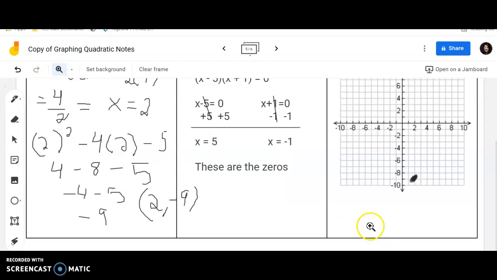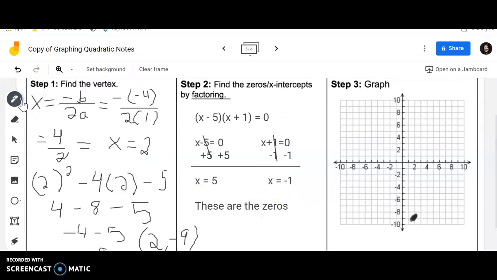So we can plot those then. We can go to our x-axis and plot 5, and on the x-axis plot negative 1. Yep, and that should work. Oops. Well, I'm struggling to make my parabola, but I think you get the idea.